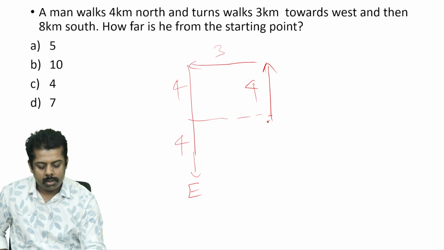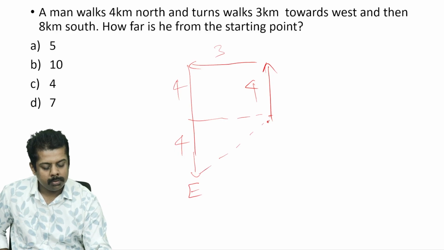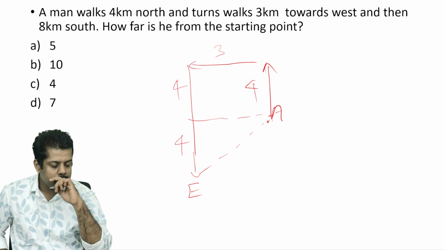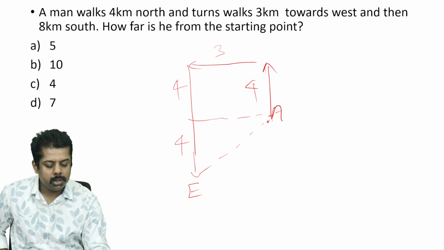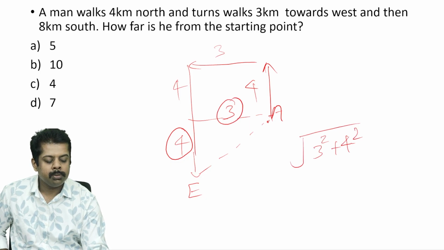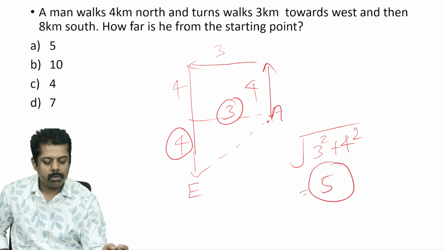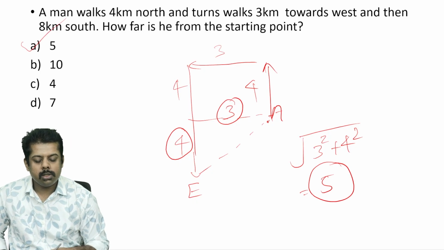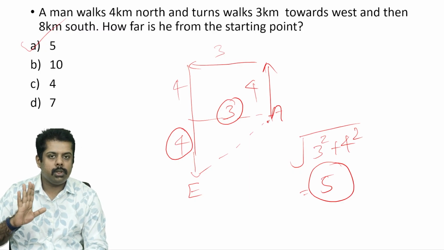Just try and connect it. So try to find the height. See, the height of this triangle is 4. Base is 3. So we have already done this. So 3 square plus 4 square, as we know, is 5 square. So the answer will be 5. So here the answer is option A, 5 kilometers will be the answer.